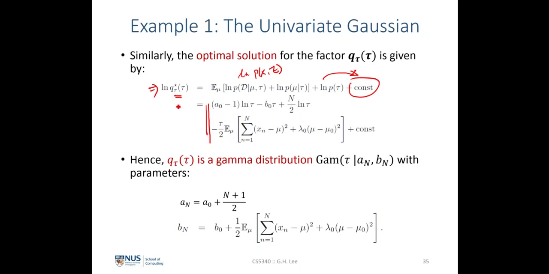And now the final step that we need to do would be the same as the previous expression, where we need to take the exponential on both sides in order to get the optimal solution for q, the approximate solution for q. And we can see that by doing that, we'll end up with a gamma distribution here with the parameters of an and bn given by all the parameters that we have seen in this particular expression.